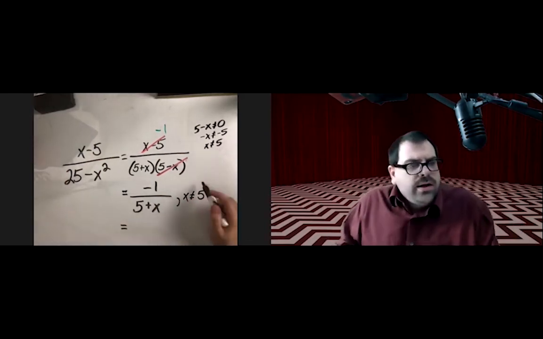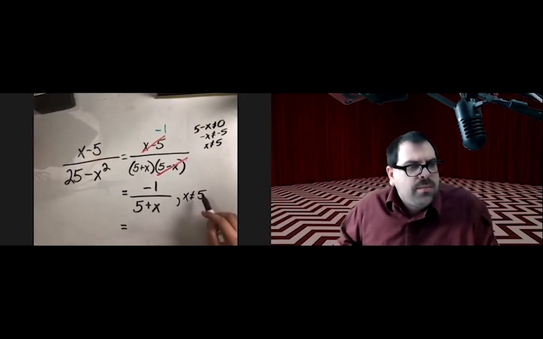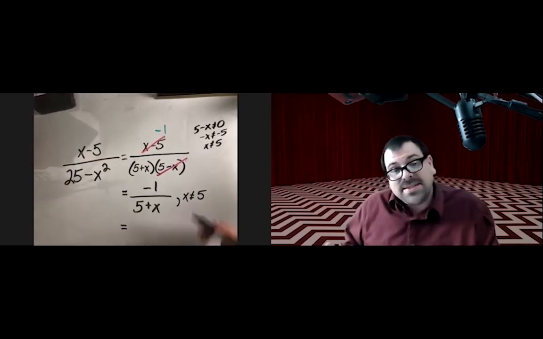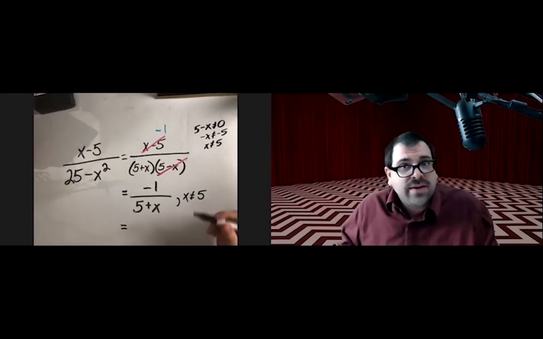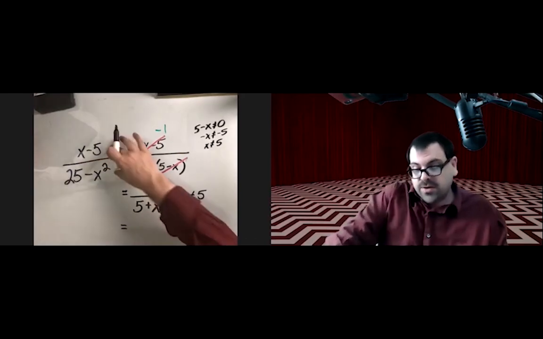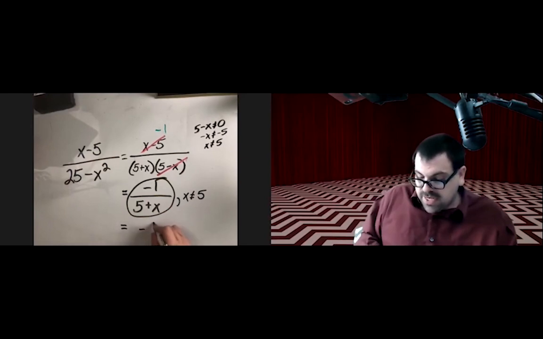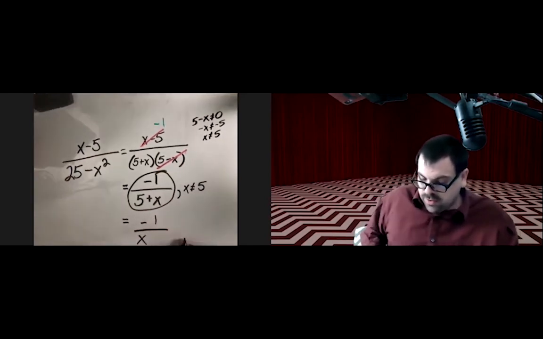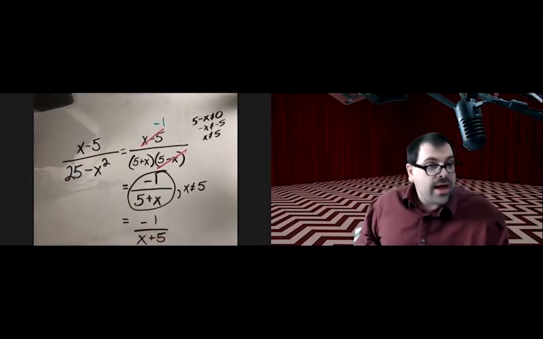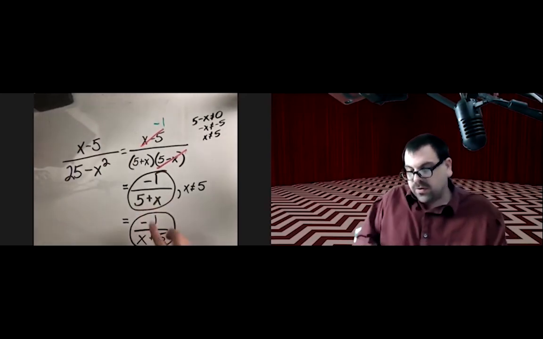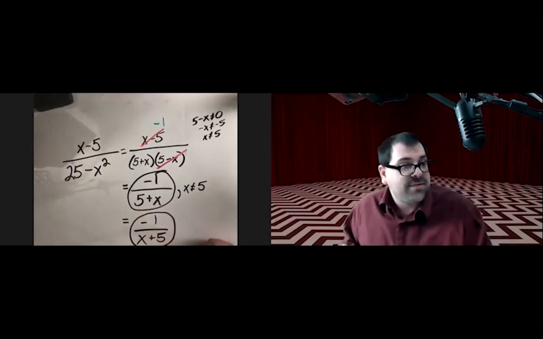Don't worry too much about, do I put it, do I not put it? I'm writing it to be complete. Unless the problem is specifically asking you for a restricted value, don't worry. The important thing is that you can reduce it to here, which could also be negative 1 over x plus 5, because we can add in either order. 5 plus x is the same as x plus 5.